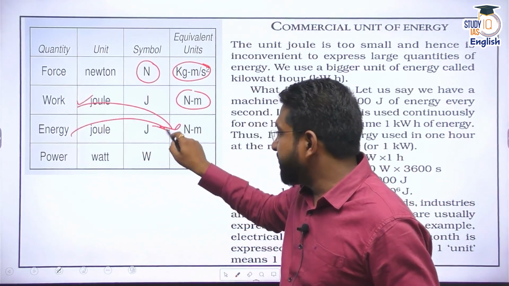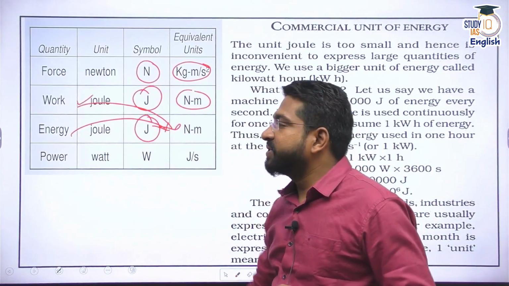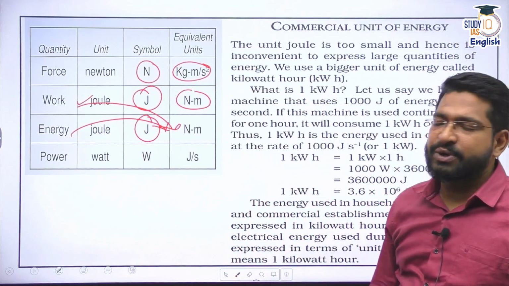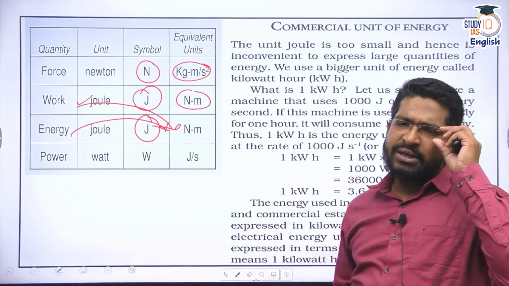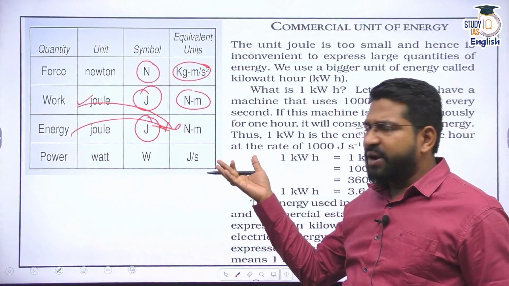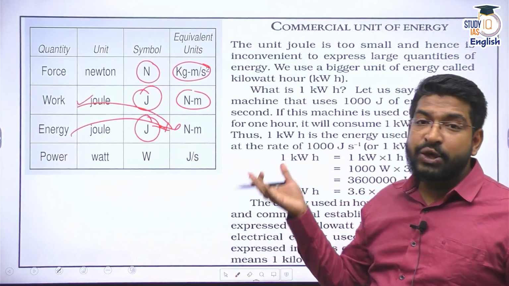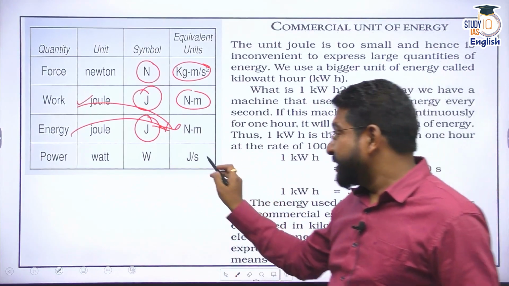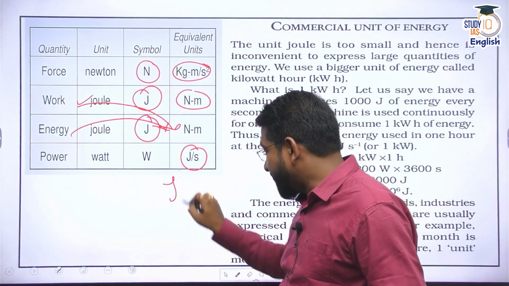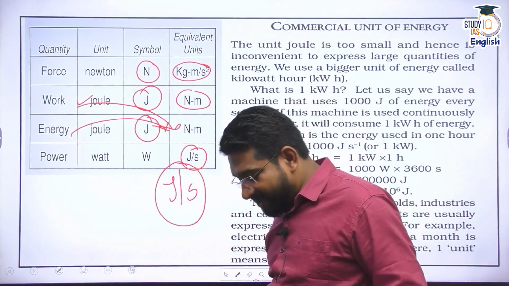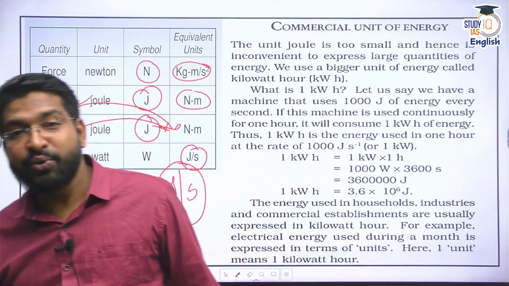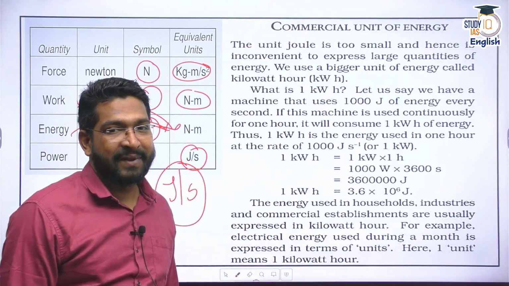Please try to understand. Joule is the unit of work as well as energy, because work and energy, I said, are analogous, right? Apart from that, watt is the unit of power. Watt is joules per second, because I want to see how much work is done per unit time. The unit of time is second, right?